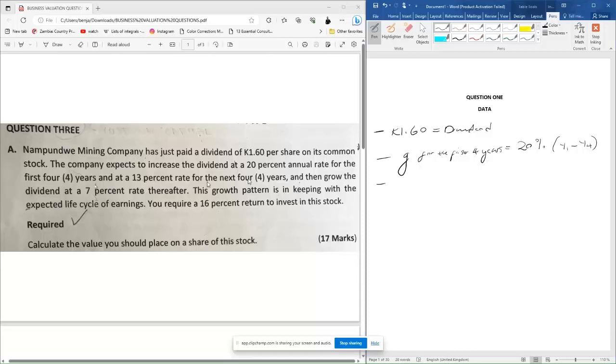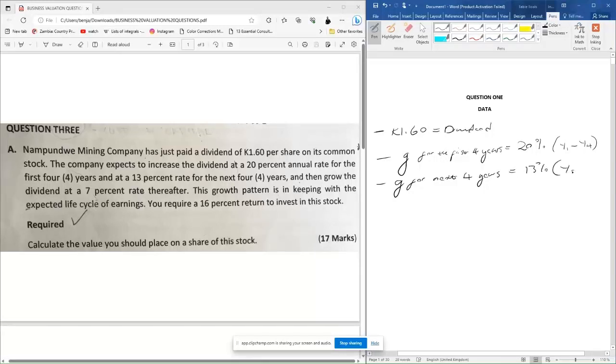Okay, and then the question says, and at a 13% rate for the next 4 years. So after the first 4 years, the dividends will grow by 13% for the next 4 years. So that's from year 5 all the way to year 8. So our G for the next 4 years will grow at 13%.